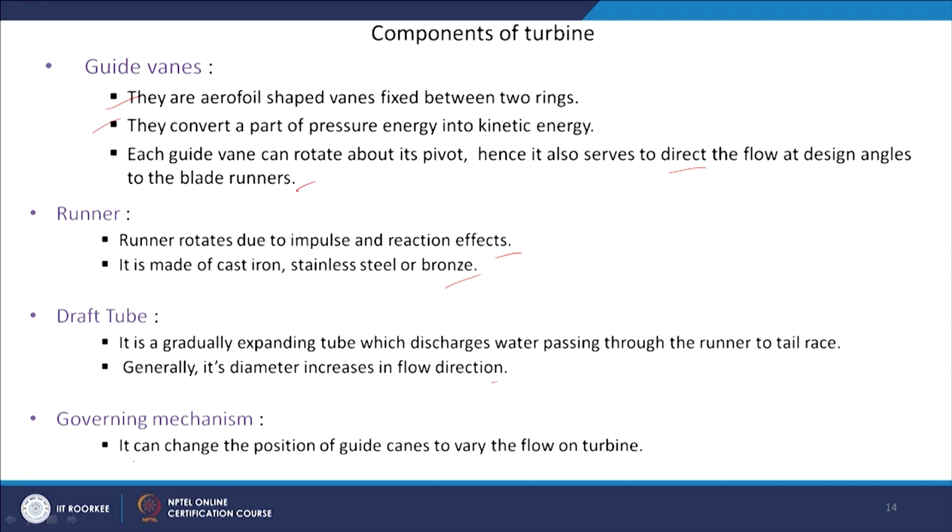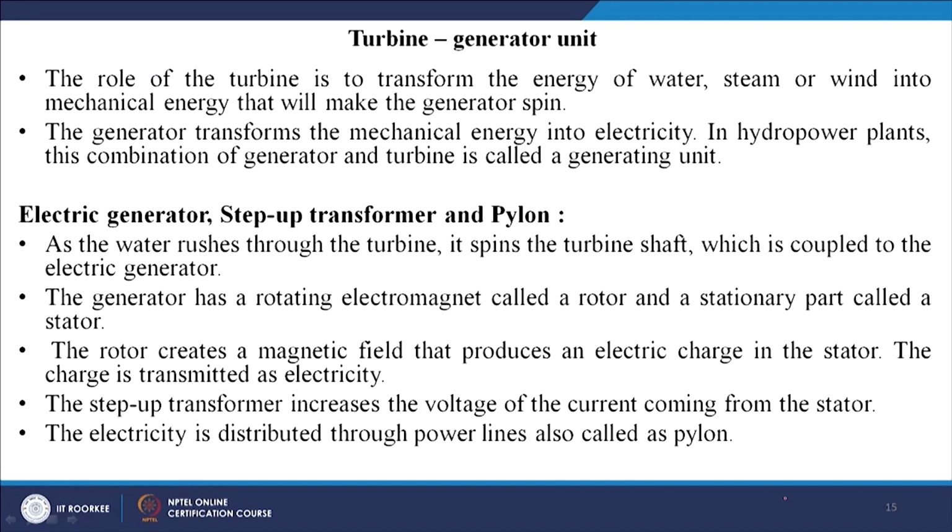So, the governing mechanism can change the positions of the guide vanes to vary the flow on the turbine, either the guide vanes position or the position of the needle in the nozzle, that way for an impulse turbine. So, these are the different parts of the turbine which help it to perform in the most effective way.